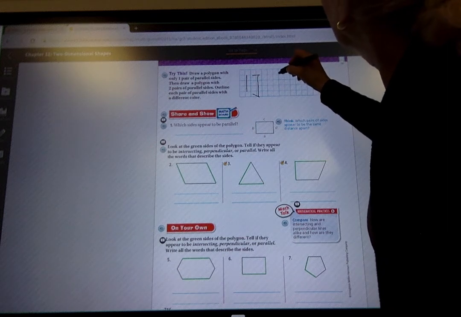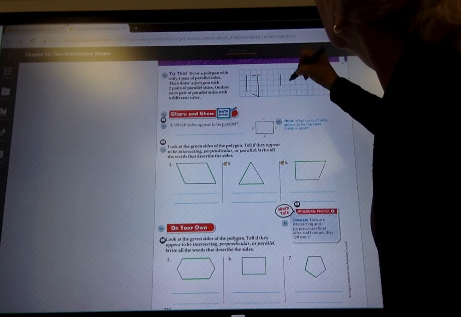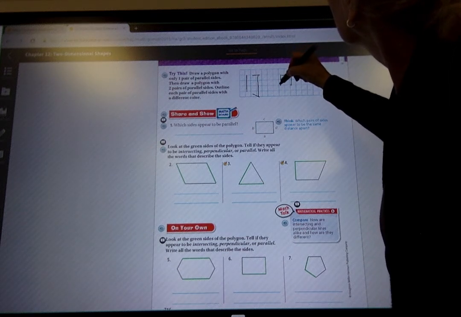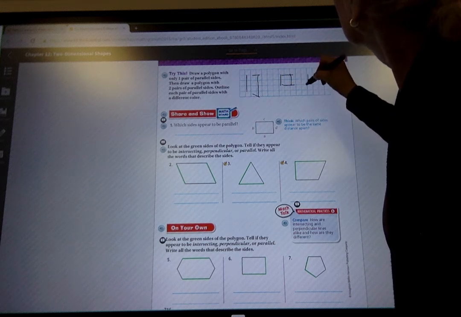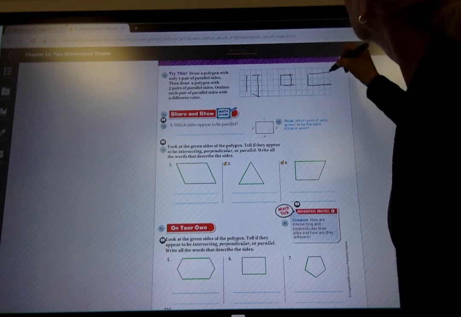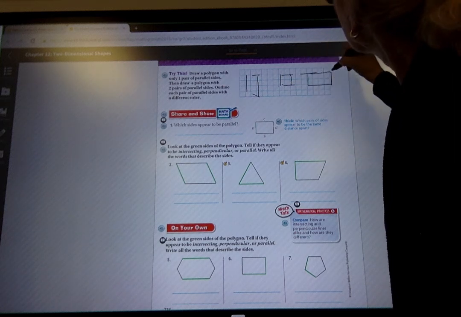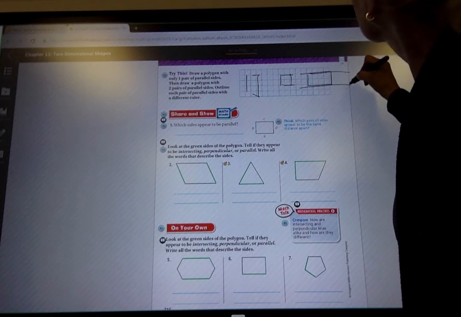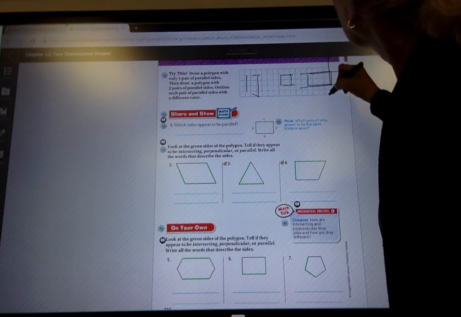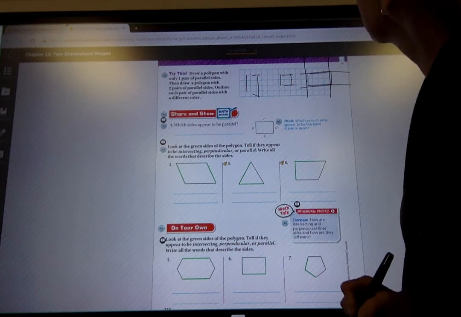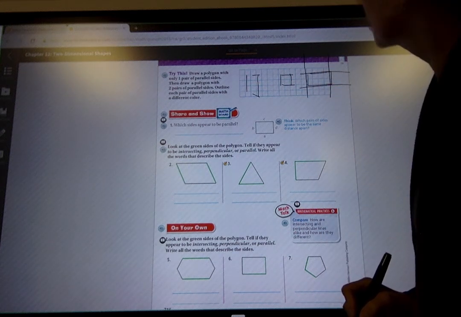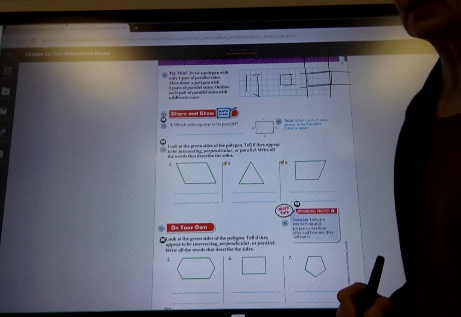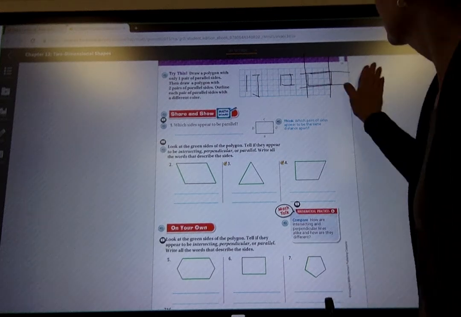Now, if I have two pairs, I could draw a square or a rectangle. This is parallel with this. This is parallel with this. So that would be two pairs of parallel lines. Okay?